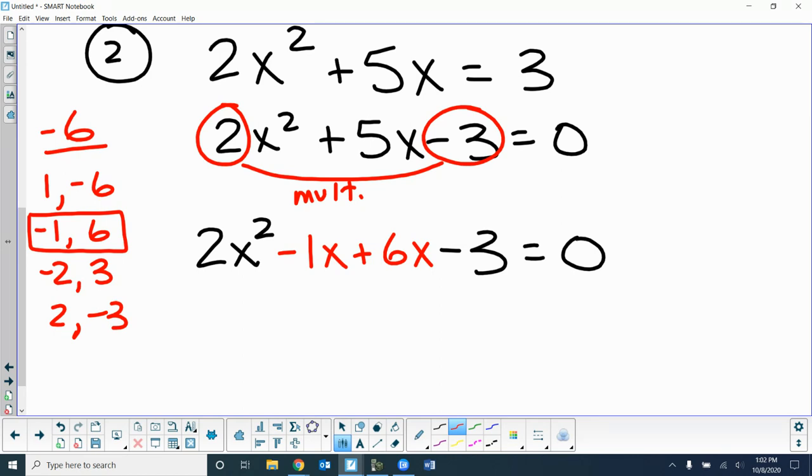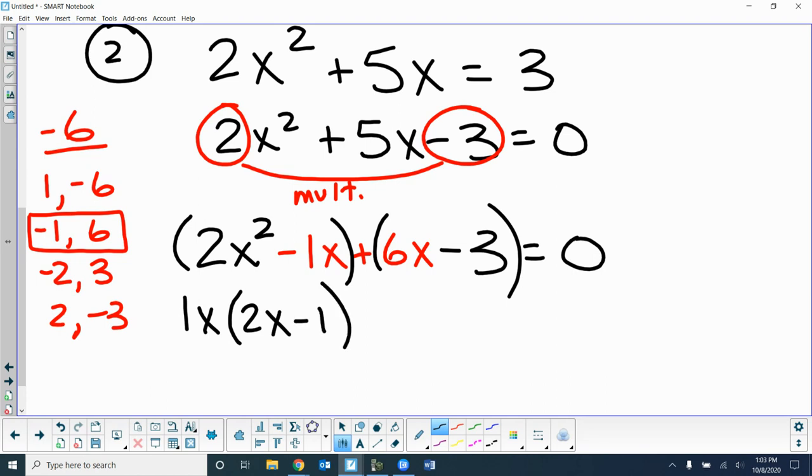So what we did is we changed it to a 4-term problem, a grouping problem. Now we're going to group the first 2 and last 2, and we look for the GCF, the first thing we always look for when we factor. I pull out the 1x, that's the GCF of those two. 2x squared divided by 1x is 2x, and negative 1x divided by 1x is negative 1. And 3 goes into both of those, that's the GCF, and 6x divided by 3 is 2x, and negative 3 divided by 3 is negative 1.